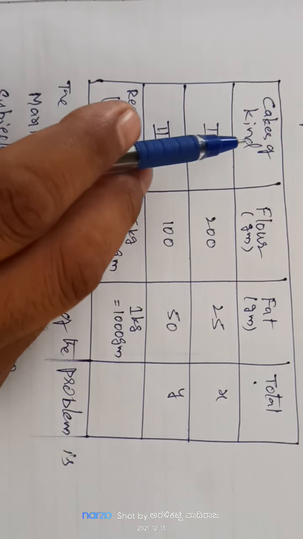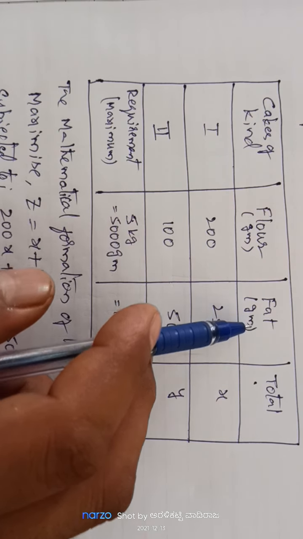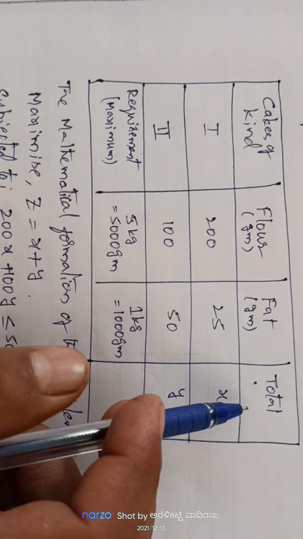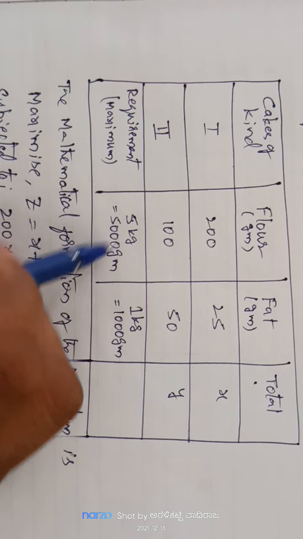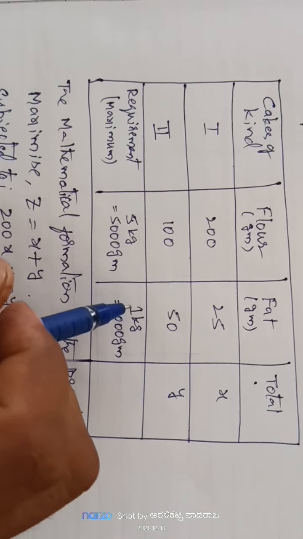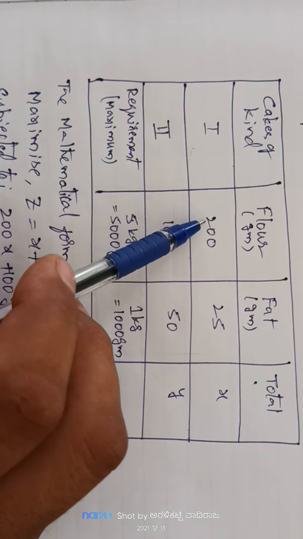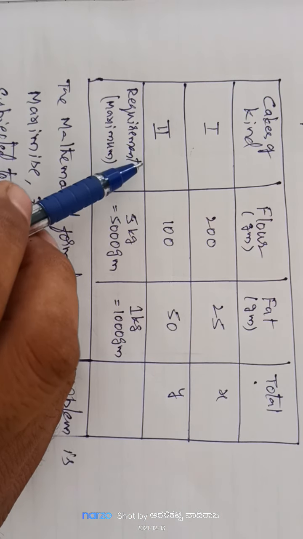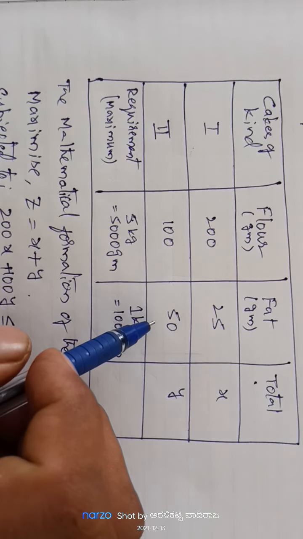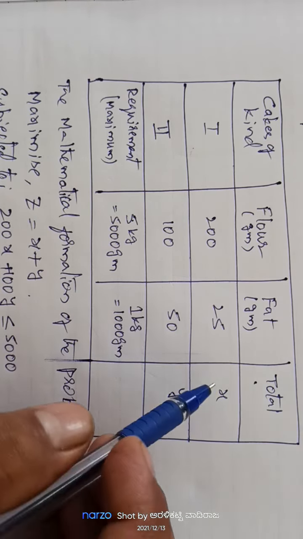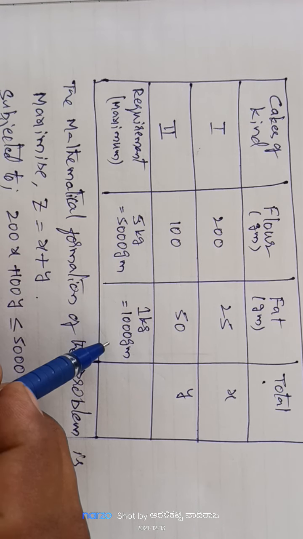Make the table. Cakes of first kind and second kind, flour and fat. We have to find the number of cakes. Therefore total number is maximum. We have 5 kg of flour and 1 kg of fat available. Here first kind of cake requires 200 gram of flour and 25 gram of fat, and second kind of cake requires 100 gram of flour and 50 gram of fat. 5 kg means it is 5000 gram and 1 kg means it is 1000 gram.